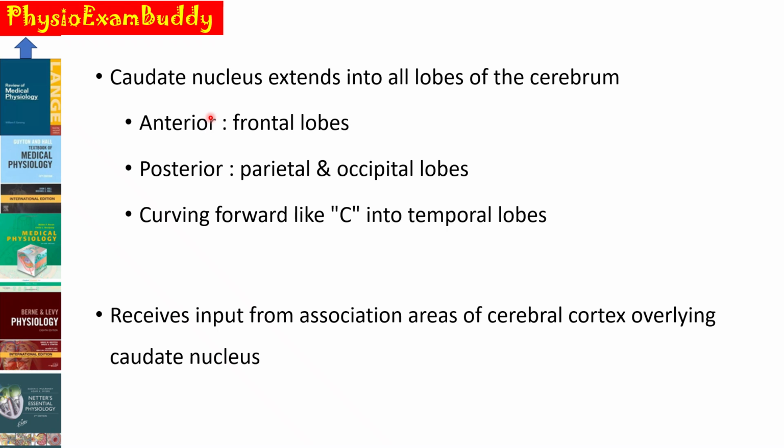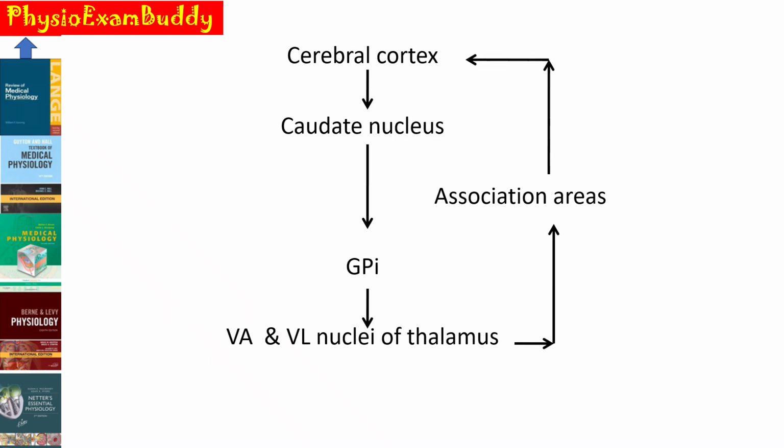We will see more about the caudate circuit. You all know that the caudate nucleus extends to almost all lobes of the cerebrum. That is, anteriorly the caudate nucleus extends into the frontal lobe, posteriorly into the parietal as well as the occipital lobes, and curving forward like a C into the temporal lobes. And it receives input from the association areas of the cerebral cortex overlying the caudate nucleus.